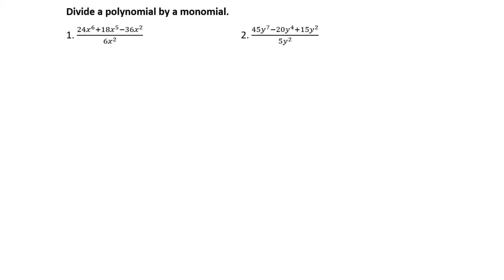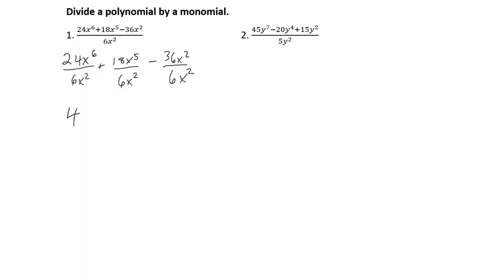All right. So when dividing by a monomial, what you want to do is split up that term. So we're going to split up each term, separating them by addition, and rewrite it out. And this is the easiest way to divide a polynomial by a monomial. Okay, and then 24 divided by 6 is 4.